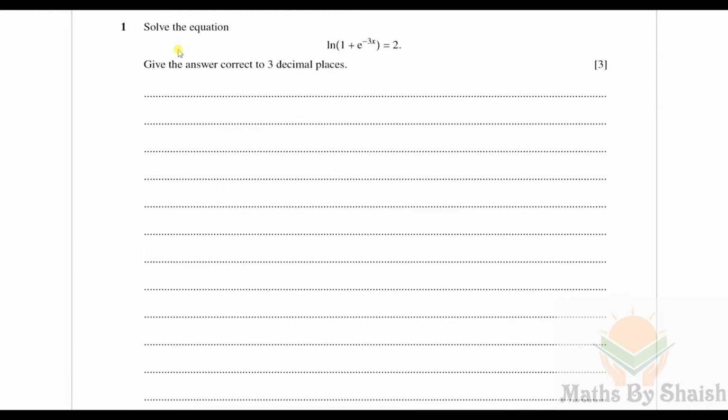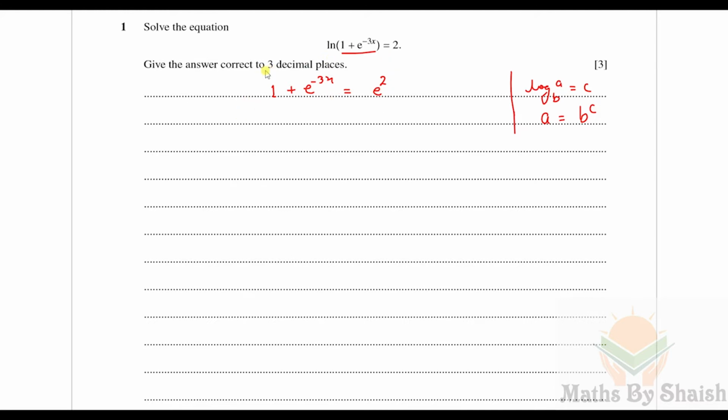Here's question number 1. Solve the equation ln(1 + e^(-3x)) = 2. Give the answer correct to 3 decimal places. So we have this natural log, so we can directly write it as 1 plus e raised to the power minus 3x is equal to e raised to the power 2. By definition, if log a base b is equal to c, then we can write a as b raised to the power c. Natural log means base is e, so it is e raised to the power 2 in this case.